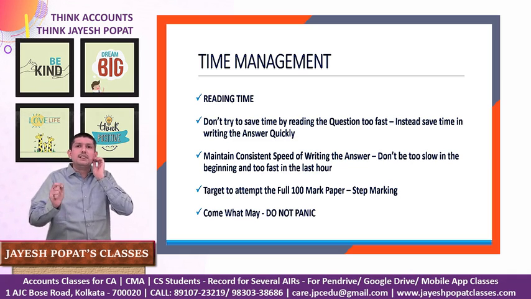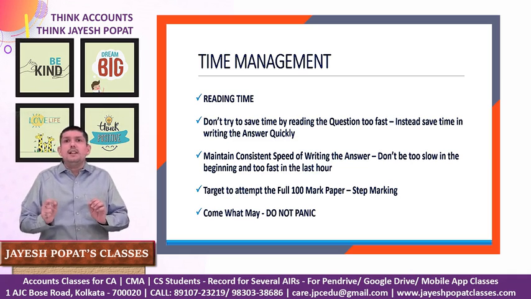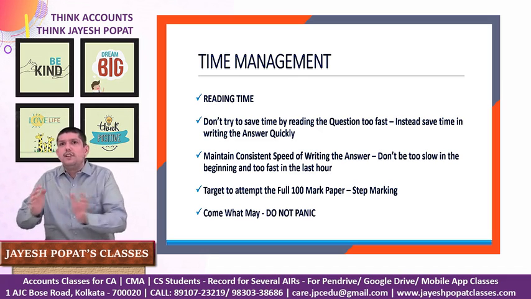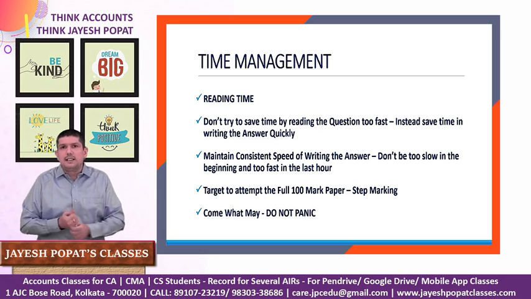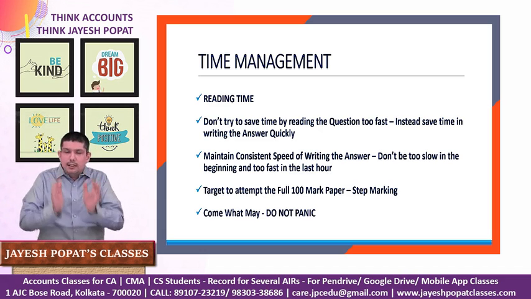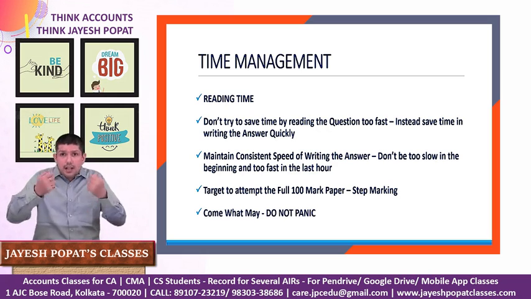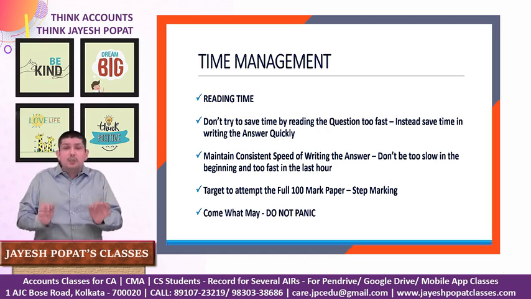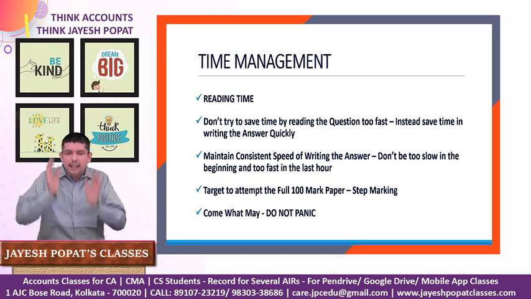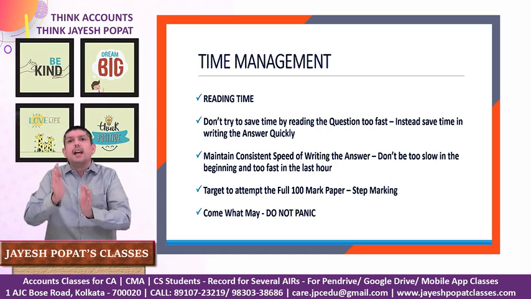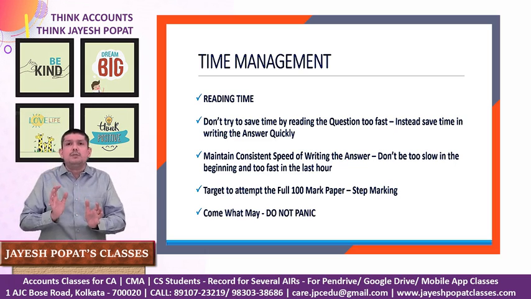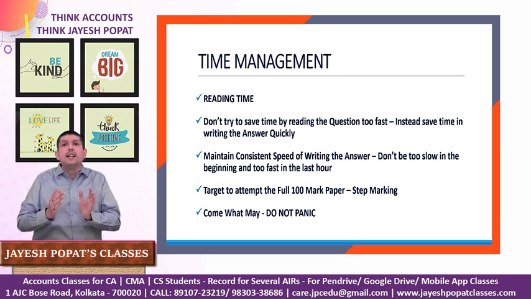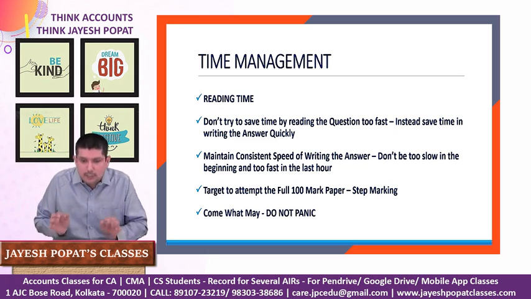You should maintain a consistent speed, because what we generally see is that in the first hour of the exam we are usually very slow, and by the end of it we try to rocket speed our writing of the answers. Try to maintain a consistent speed. Before you start writing the paper, tell yourself that I need to attempt the full 100 mark paper and I'll ensure this, and I have an indicative time frame within which I need to answer each question, and I'll stick to that, and I'll maintain a consistent good speed so that I'm able to attempt the entire 100 marks paper.